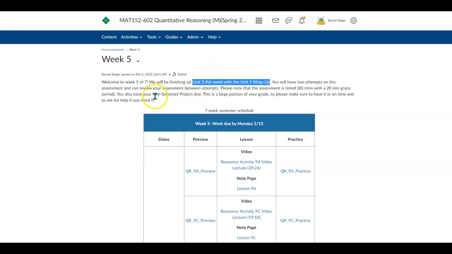We also have your mid-semester project due, and this again is a large project, a large portion of your grade, so please make sure you're reaching out to me if you need any help at all. I'll go over that again in just a minute. But again, 45% of your grade, so make sure you're getting that in on time.